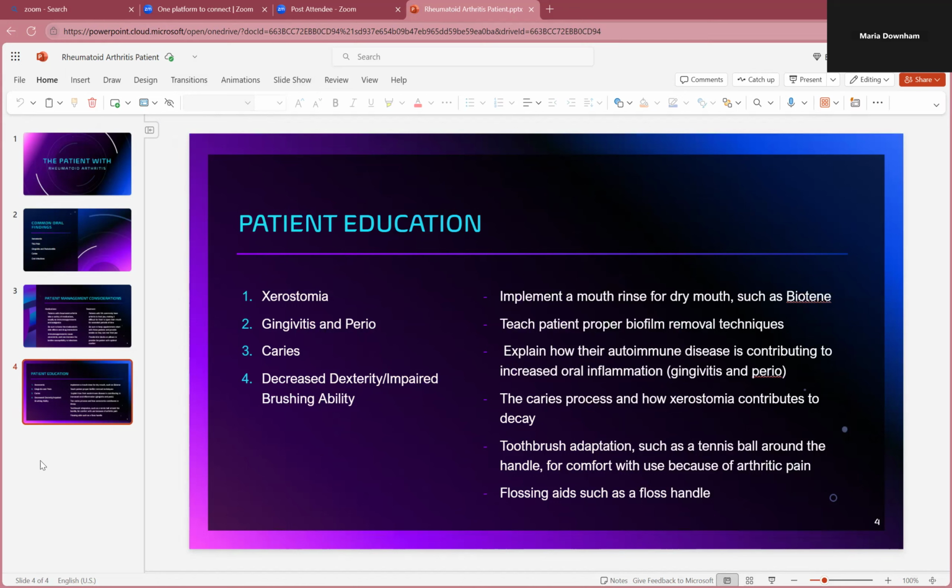And these are all the considerations for a patient with rheumatoid arthritis.